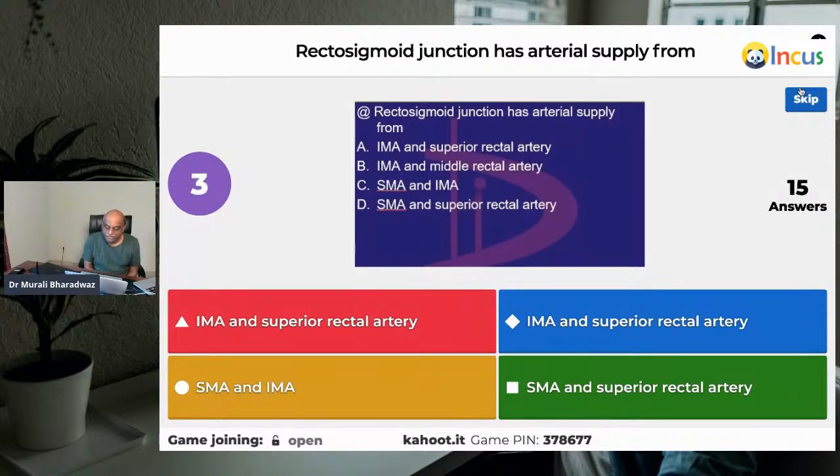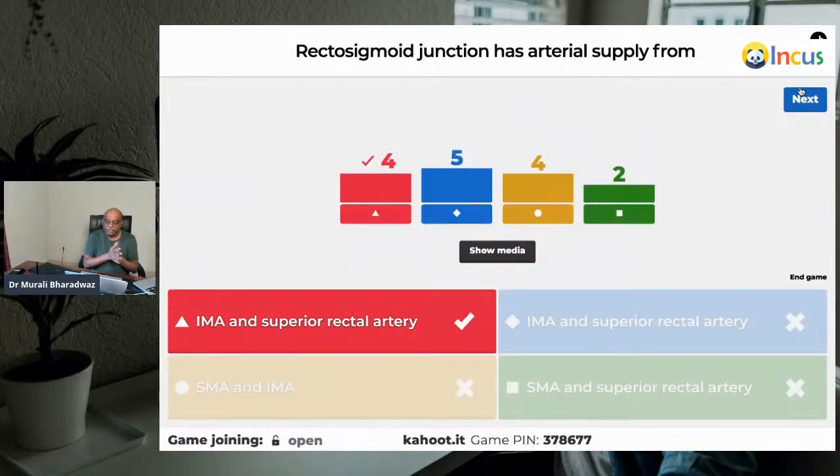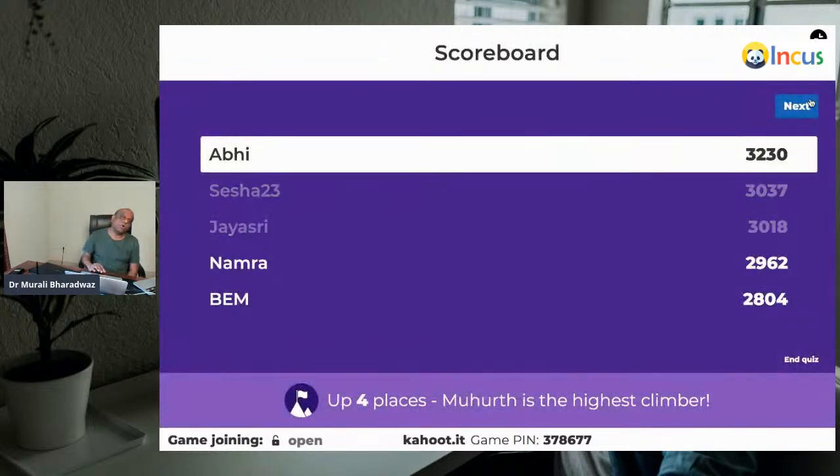Very good. You need to be very fast in punching. Tomorrow's exam also demands the same. It is the inferior mesenteric artery and the superior rectal artery, the zone of confluence of these two vascular territories, is what you see with rectosigmoid, is what you need to remember.